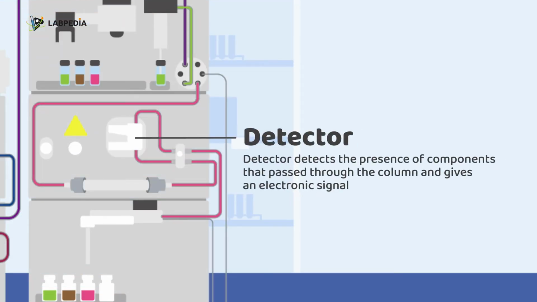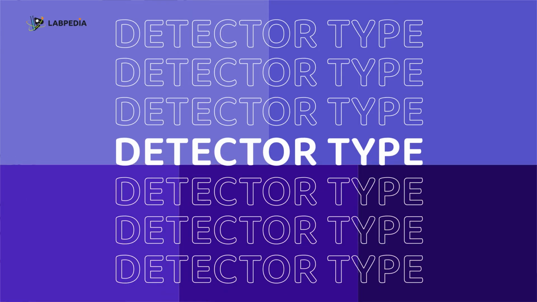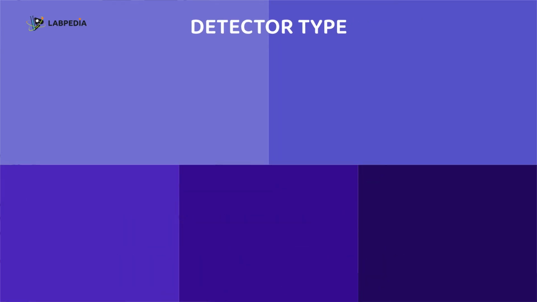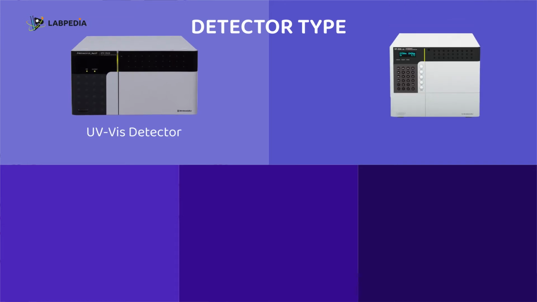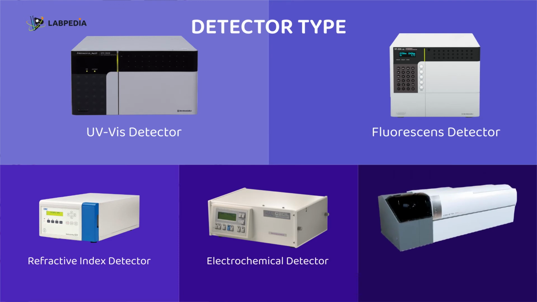Detector detects the presence of components that pass through the column and gives an electronic signal. Detector types: UV detector, fluorescence detector, refractive index detector, electrochemical detector, mass spectrometry detector.